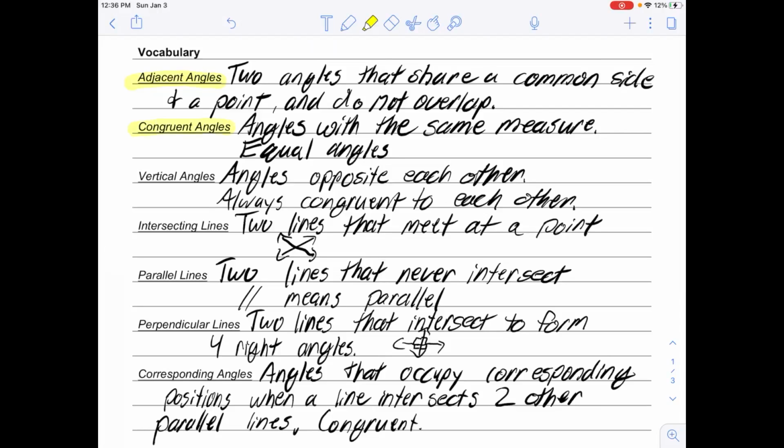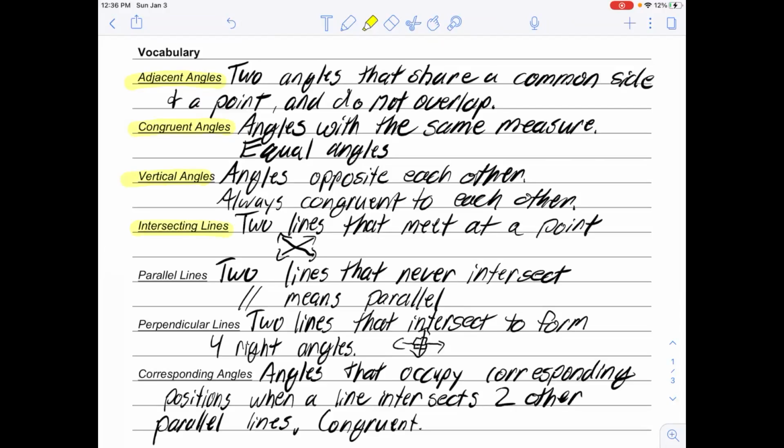Congruent angles are angles with the same measure. They are equal. Congruent means they are equal. Vertical angles are angles opposite each other, and they're always congruent to each other. If you're not sure what that means by opposite to each other, again, we're going to be drawing some pictures in a little bit, so don't panic about that.